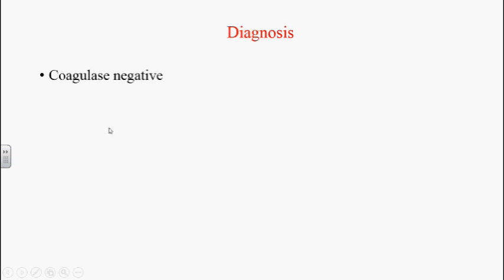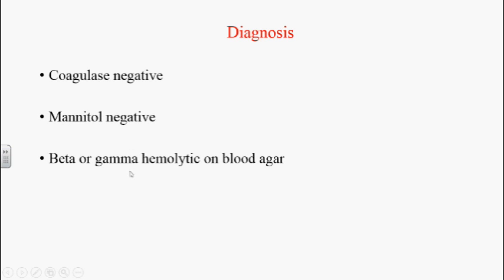Diagnosis. These organisms are coagulase negative, mannitol negative. They are beta or gamma hemolytic on blood agar. You can't see any yellow pigmentation or yellow discoloration on blood agar culture medium. Novobiocin sensitive when compared to saprophyticus. These organisms won't grow in novobiocin containing medium. Treatment. These organisms are resistant to antibiotics because they are always seen in hospital environments. Vancomycin is the drug of choice for Staphylococcus epidermidis.